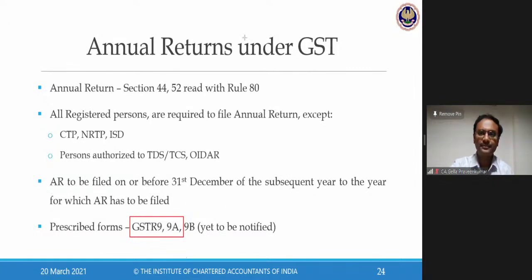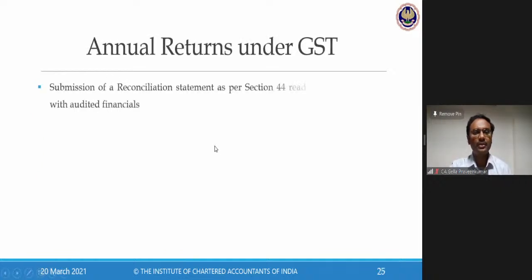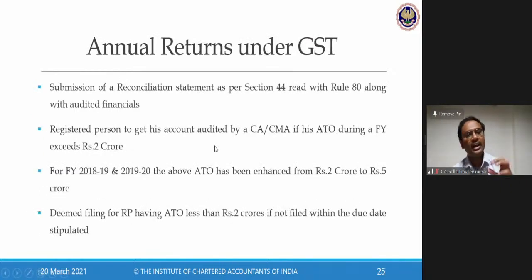Next, moving on. There is Rule 80 which says, along with your reconciliation statement under section 44, file your audited financial statements. They say you have to file your annual return as per section 35. Also, along with that, a reconciliation statement along with audited financial statements. When you're filing your annual returns, it is expected that you file a reconciliation statement in GSTR 9C and also audited financial statements.